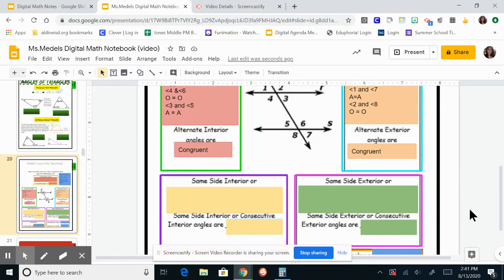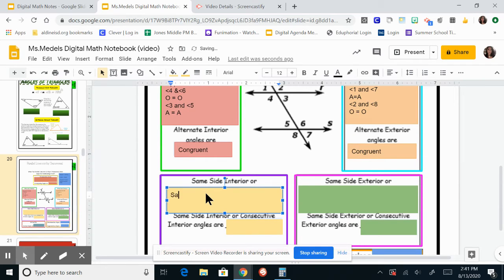All right, let's move on to same side interior. Same side means they're going to be on the same side, and interior means they're going to be inside those parallel lines. So again, angles 3, 4, 5, and 6 are what we're going to be using. An example of same side interior angles would be angle 4 and angle 5. They are on the same side of that transversal.